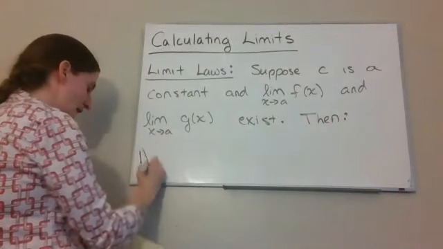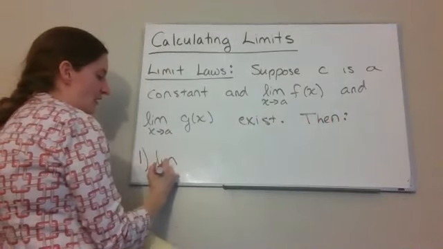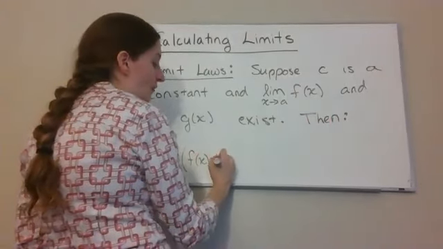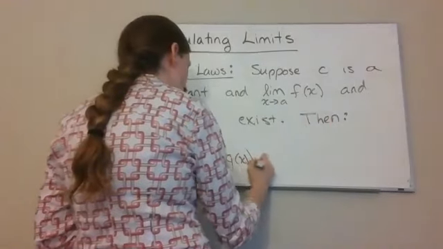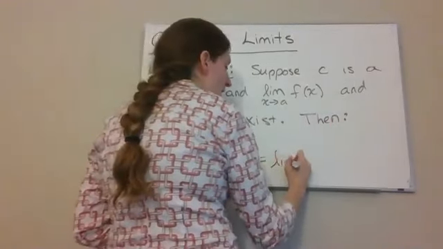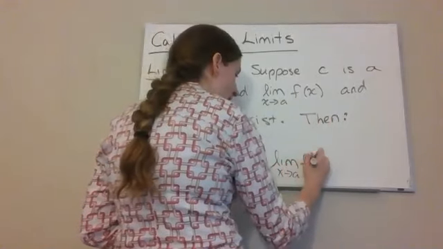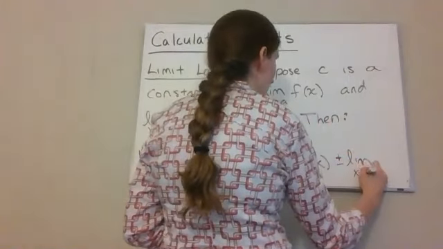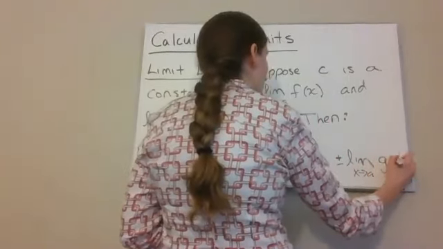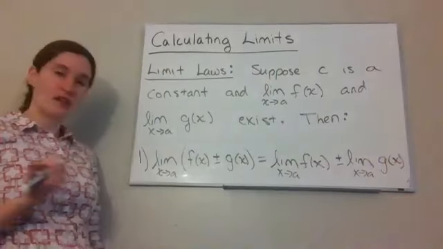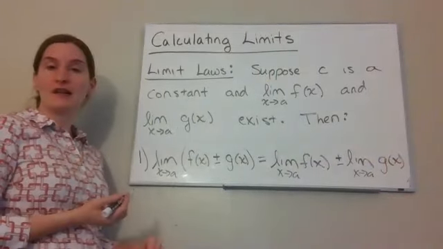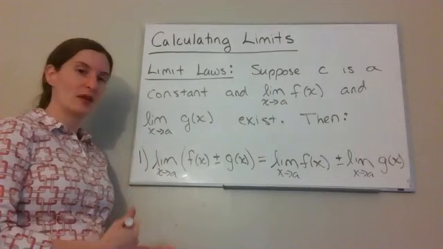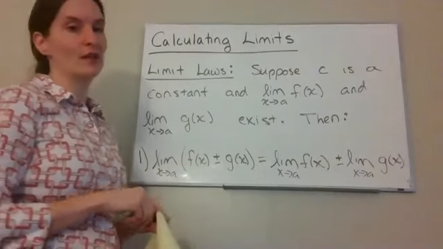The first one says that the limit as x approaches a of the function f plus or minus the function g is equal to the limit as x approaches a of f plus or minus the limit as x approaches a of g. So just in words, this is saying the limit of the sum is the sum of the limits, or the limit of the difference is the difference of the limits.